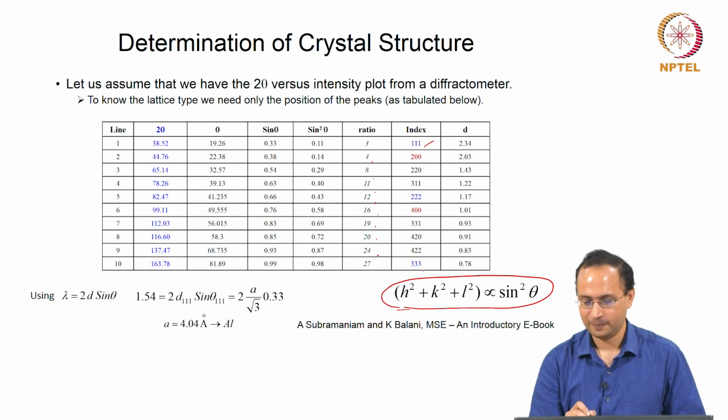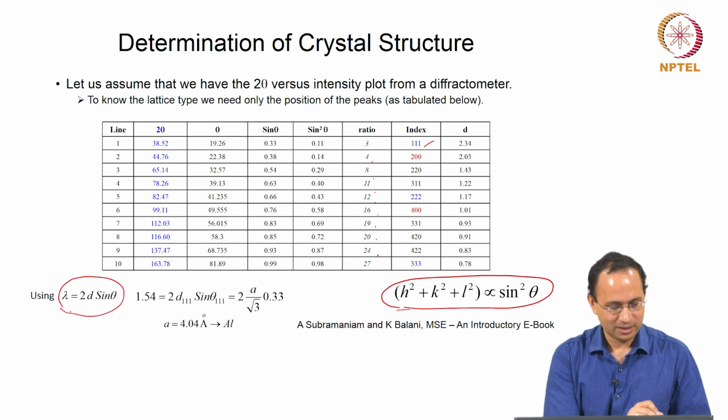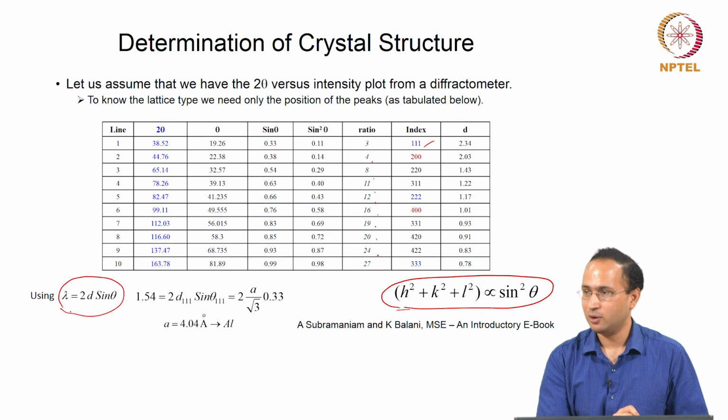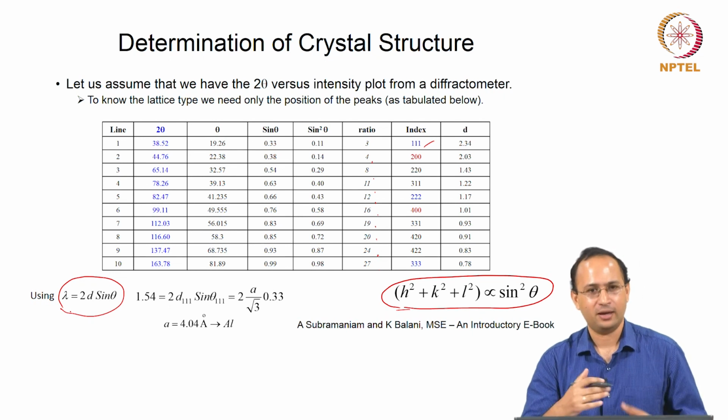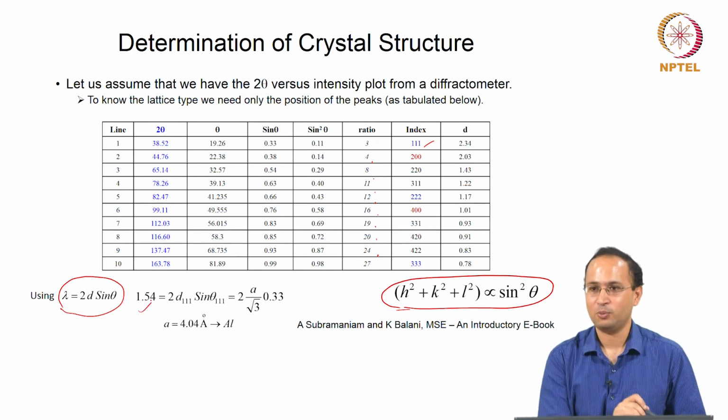And you can also calculate the d values for these planes. Finally, let us use Bragg's condition, lambda equals 2d sin theta, that will hold at all planes wherever you have diffraction. You know lambda is 1.54 angstrom. Let us consider line 1 where you have d111. So, it can be written as 2 d111 sin theta 111.